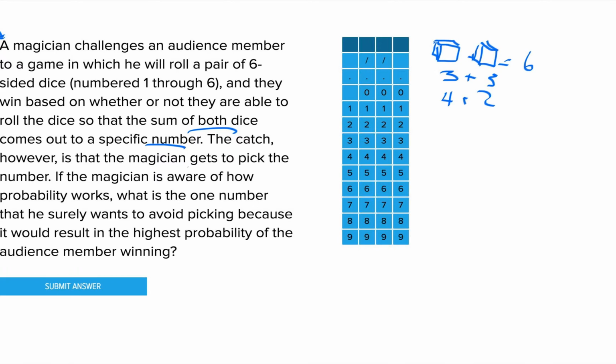The catch, however, is that the magician gets to pick the number. So the magician gets to pick which number these dice are going to sum up to. So the sum is the number that they get to pick. The magician is aware of how probability works. What is the one number that he surely wants to avoid picking? Because it would result in the highest probability of the audience member winning. So we want a number that's going to be very likely to show up, and we want to avoid that number. That's going to be our answer choice.